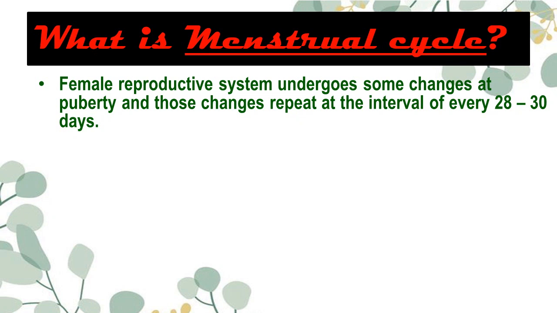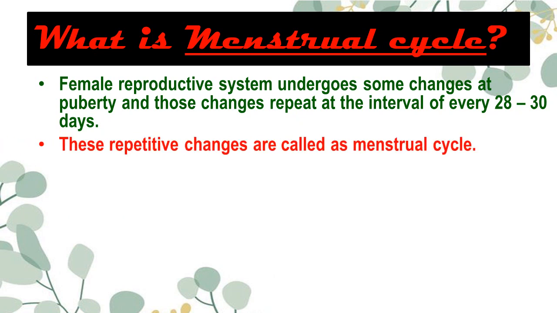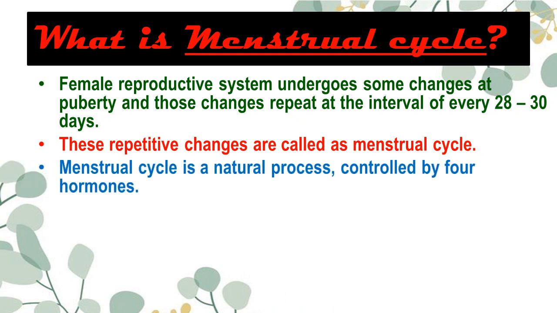Okay, so this is repeating in every 28 to 30 days after the age of puberty. And these repetitive changes which are happening after every interval of 28 to 30 days, this is called as a menstrual cycle, and all the changes begin at the age of puberty. Okay, now menstrual cycle is a natural process controlled by 4 hormones.